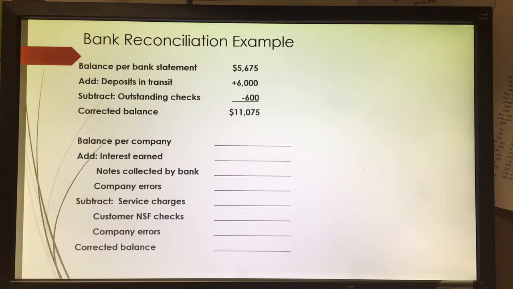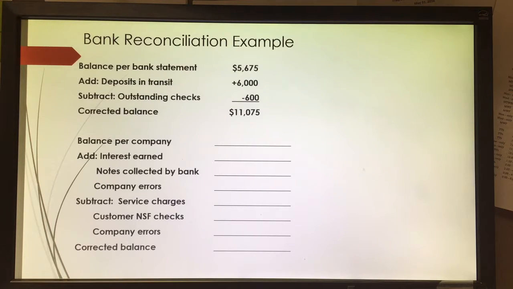So again, in a matter of time, those checks will make their way through the system, and that money will be taken out of our bank account. So in just a matter of time, instead of $5,675 in our bank account, we'll have $11,075. Or probably a better way to say that is that were the bank to know about and process the deposits in transit and these outstanding checks, the balance that they show would be $11,075. We call that the corrected balance, even though it's not the result of errors. Those are just timing differences.